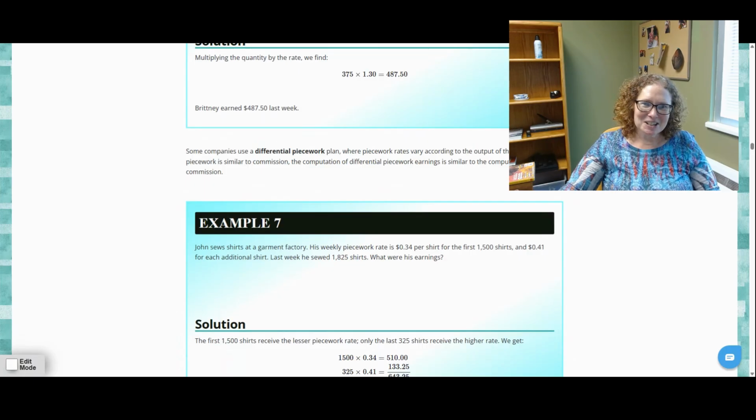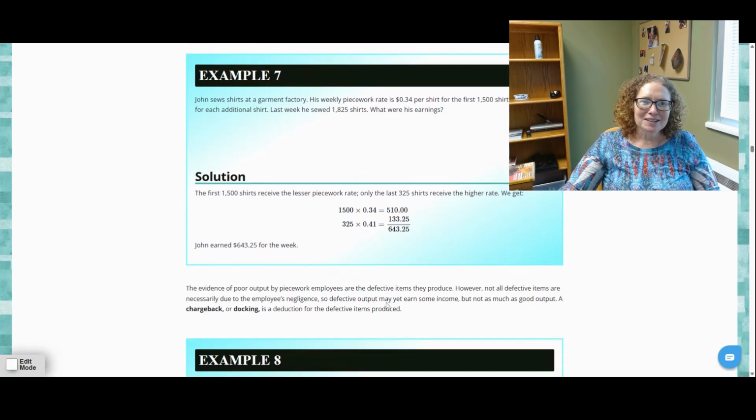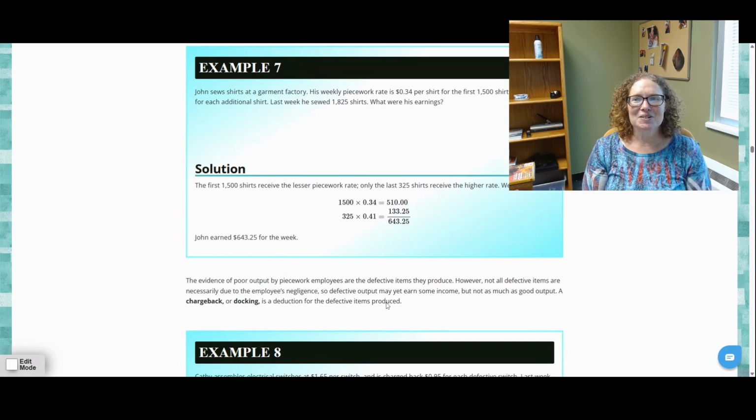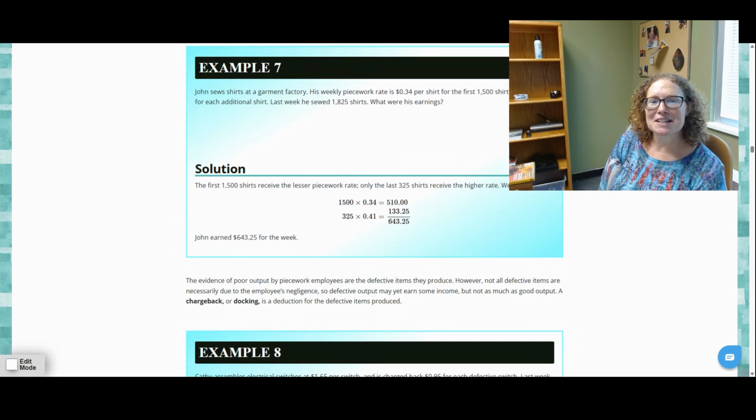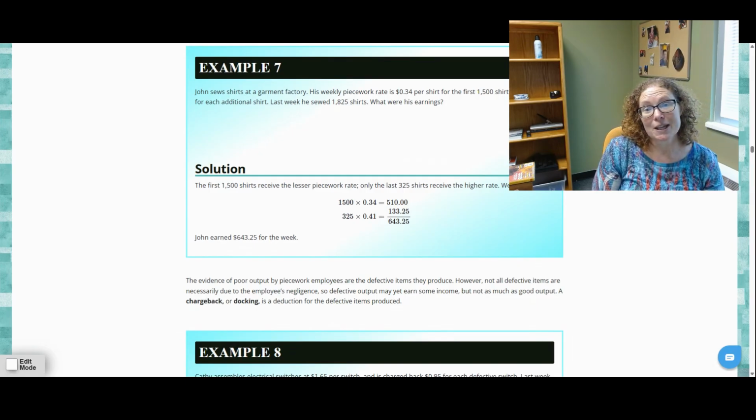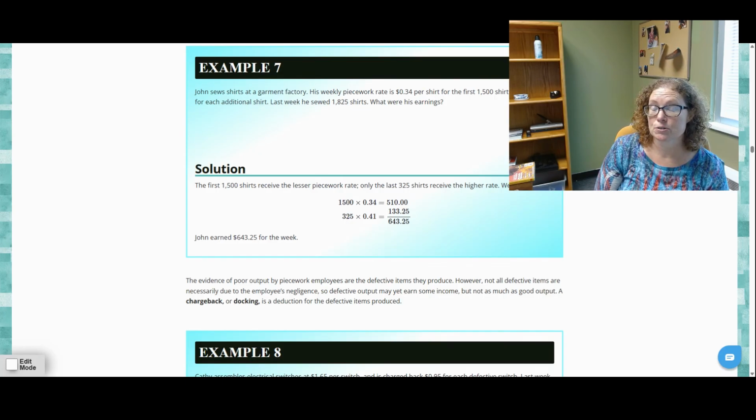Then we get differential piecework, and sometimes that gets a little bit more involved, just like commission can get a little bit involved. But let's look at it and let's see what we can do. So in example 7, John sews shirts at a garment factory. His weekly piecework rate is 34 cents per shirt for the first 1,500 shirts and 41 cents for each additional shirt. So last week he sewed 1,825 shirts.